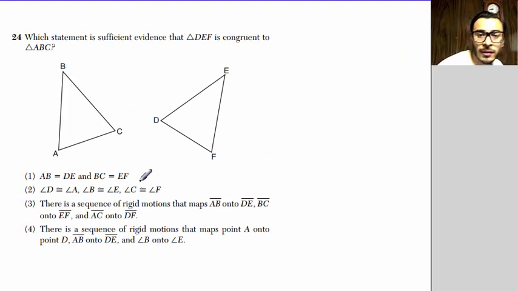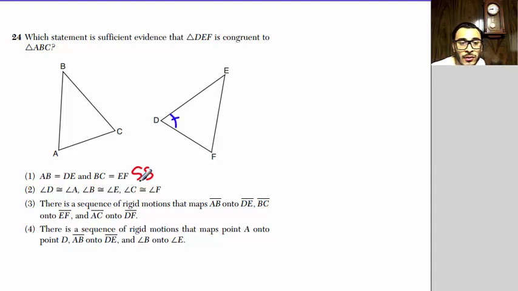Number 24. Which statement is sufficient evidence that triangle DEF is congruent to triangle ABC? Got to use process of elimination here. So we got to look at each of the choices. It says AB congruent to DE and BC congruent to EF. That's not enough. That's side-side. Side-side is not going to prove that the triangles are congruent.